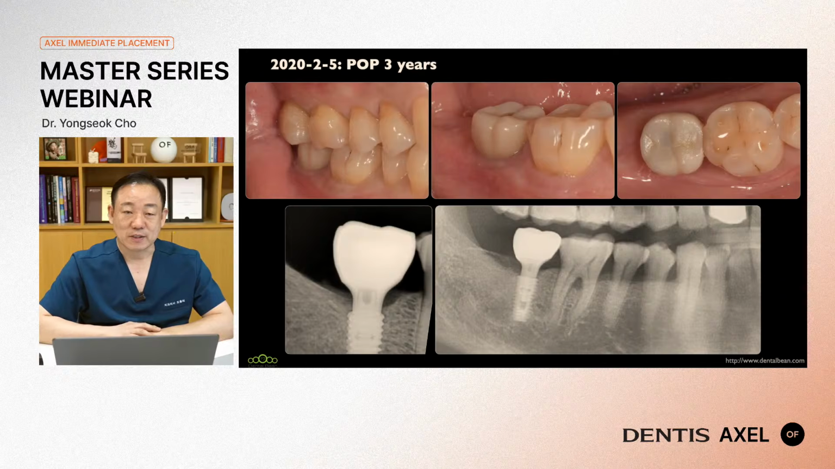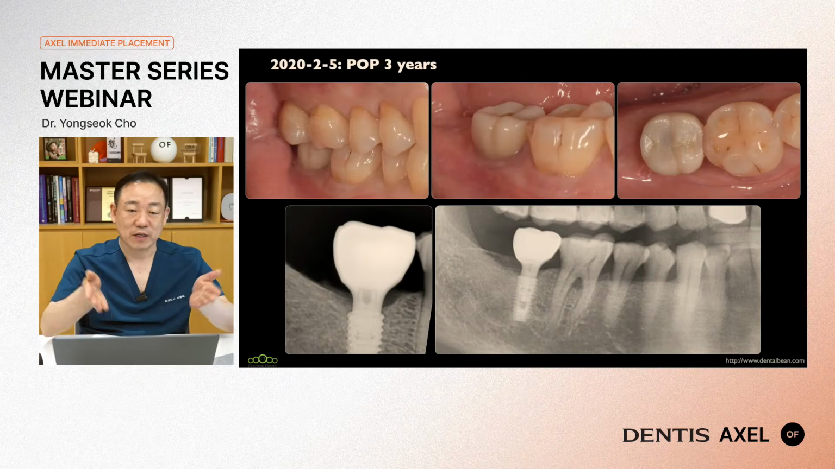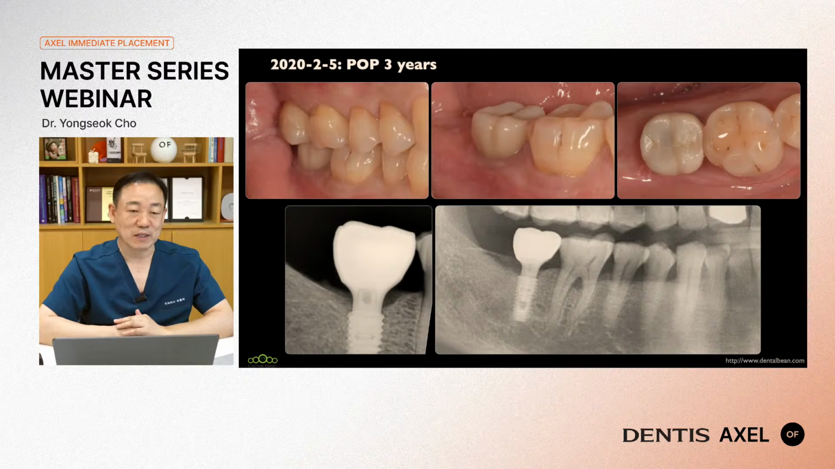3 years later, look at the stable condition of tissues. Okay, soft tissue healing is very stable and healthy. Look at the marginal bone level. It is dense enough and stabilized. And I like such a concave and gradually enlarging emergence profile.